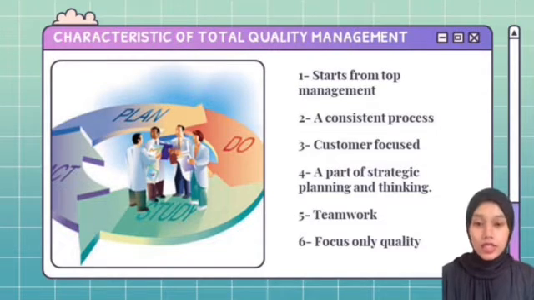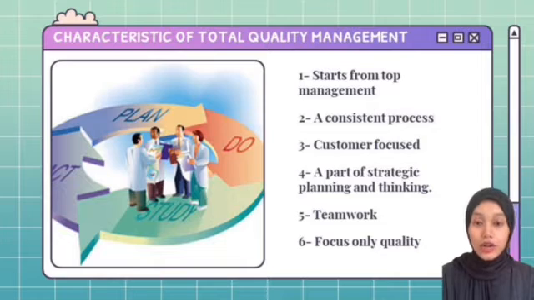Second is a consistent process. Sometimes it takes years to give a desired result, so all employees have to work consistently in one direction to improve all the processes in the organization. Third is the customer focus. The end result of total quality management is complete satisfaction of the customer by giving them a high quality product and service.